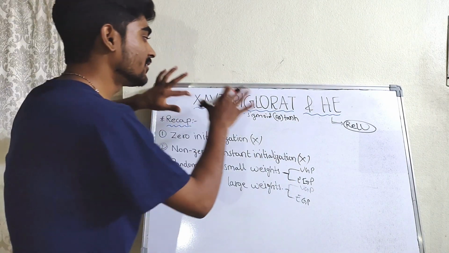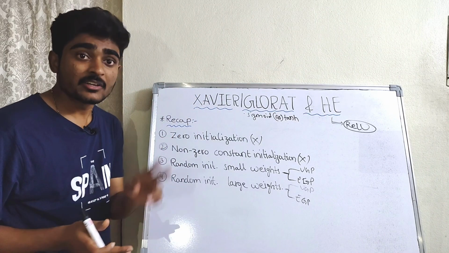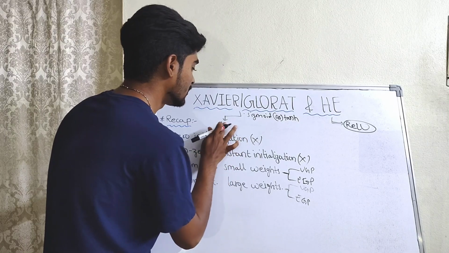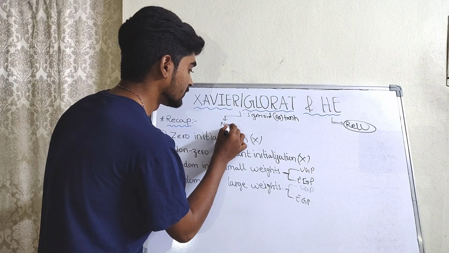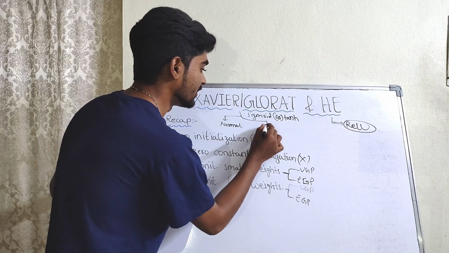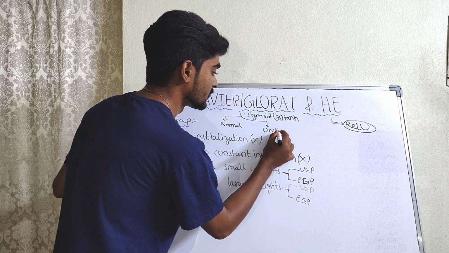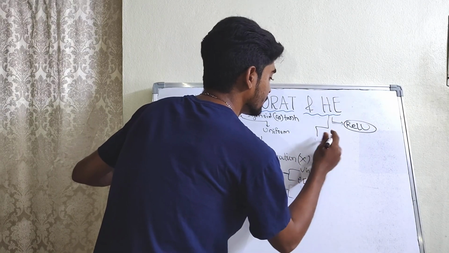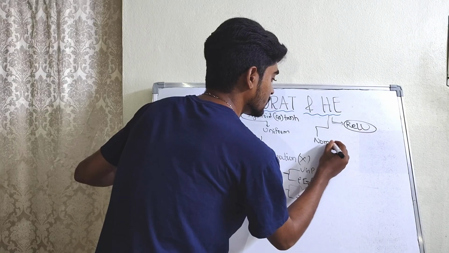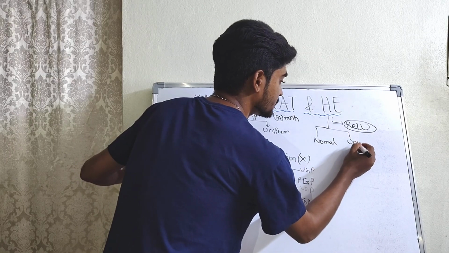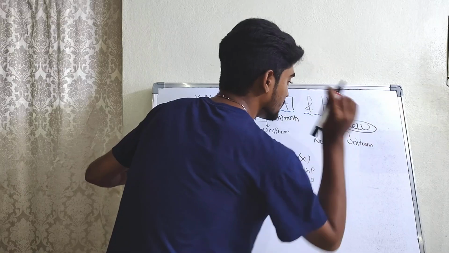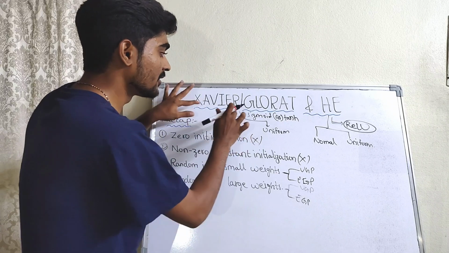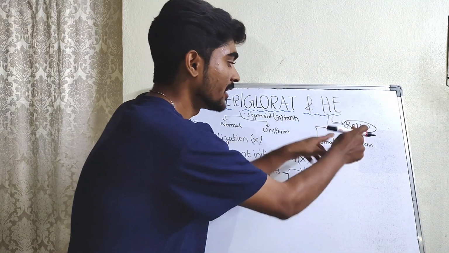In the Xavier or Glorot and He initialization techniques, we have two variants. First is normal and second is uniform. Same in the case of He: normal and uniform. So we can say that we have entirely four different techniques: Xavier normal, Xavier uniform, He normal, and He uniform.